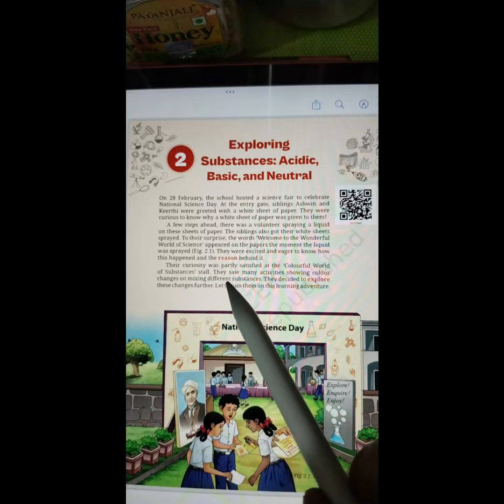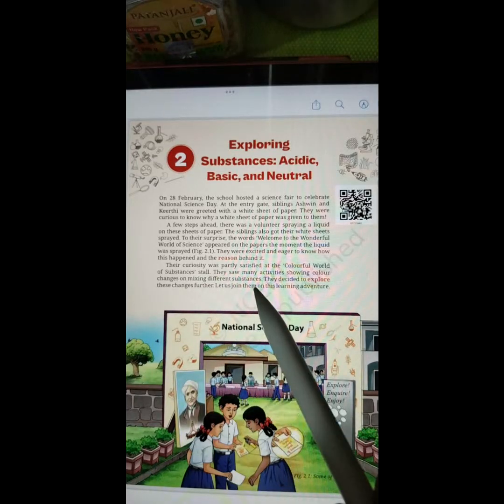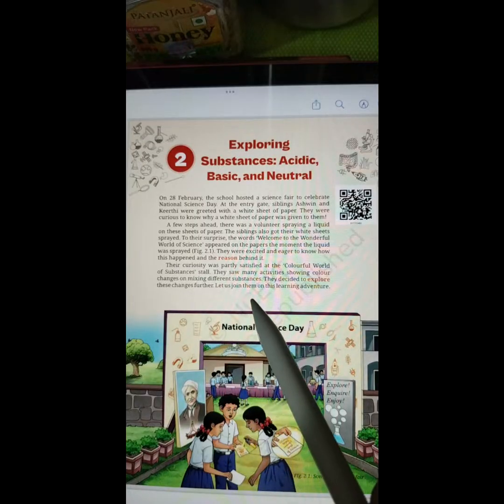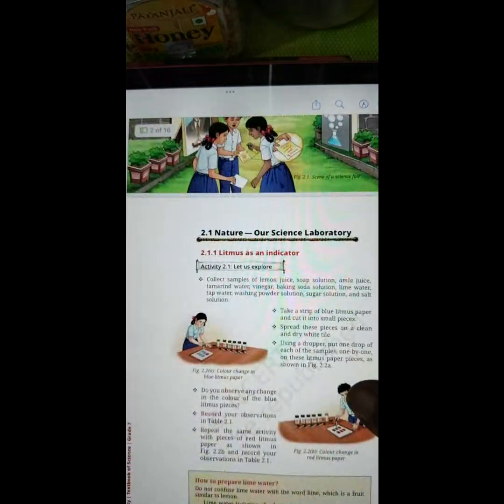Their curiosity was partly satisfied at the colorful world of substances stall. They saw many activities showing color changes on mixing different substances. They decided to explore these changes further. Let us join them on this learning adventure.